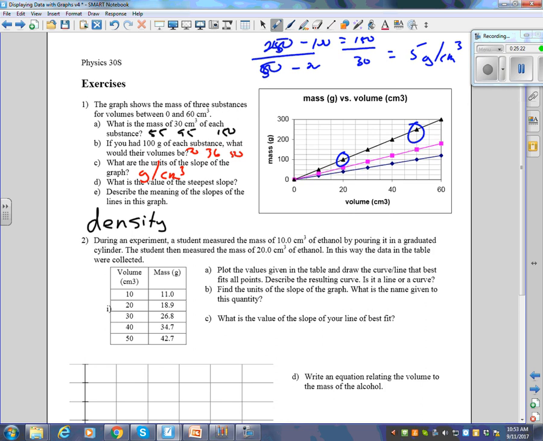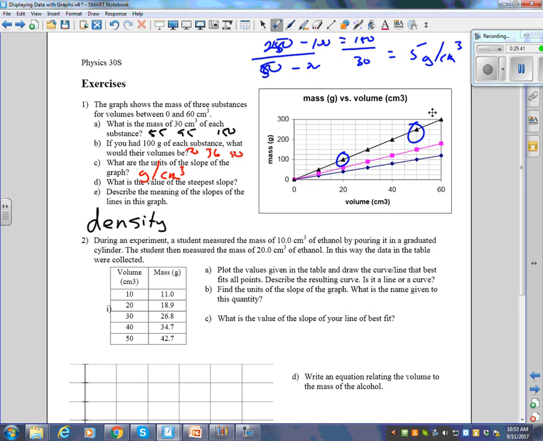Gold is really dense. It's very heavy even though you've got a small amount. Give me an example of something that's not very dense. Air, cotton candy, styrofoam. Right? Density is how heavy it is for the amount of stuff. These are three different densities. You measure density in grams per cubic centimeter.